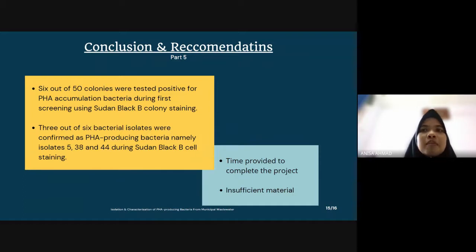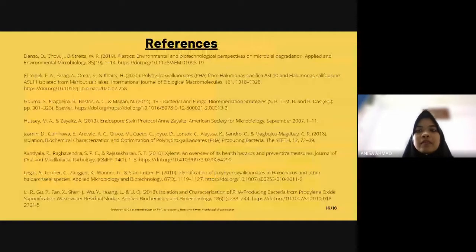The major limitation that we faced in completing the project is the time provided, where every step needs to be taken and every step needs to be done correctly to minimize error. And next, the insufficiency of materials, where we had to find the materials in other labs, and it affected the workflow of the project. That's all for me. Thank you.